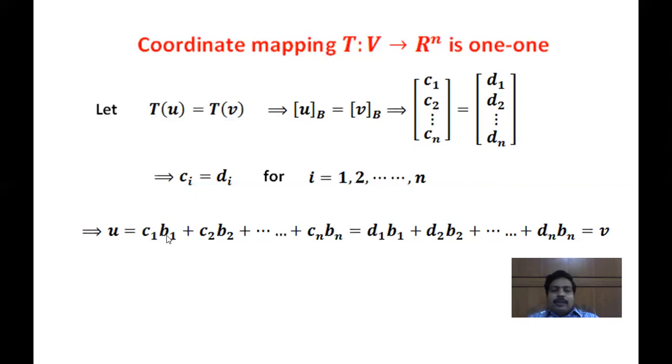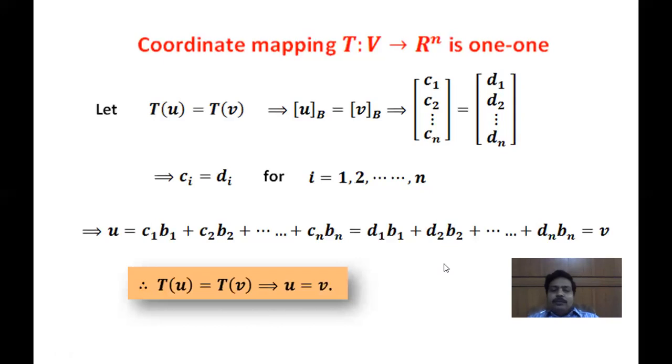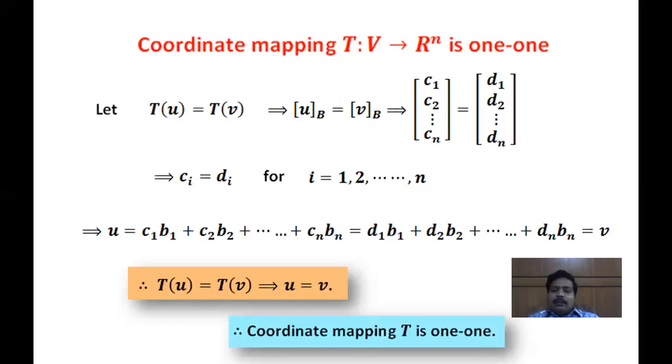So u is equal to c1 b1 plus c2 b2 and so on, cn bn. All these weights are scalars and can be replaced with d1, d2 and so on dn. So c1 is replaced with d1, c2 is replaced with d2 and so on, cn is replaced with dn. This is nothing but v, as we have taken v to be d1 b1 plus d2 b2 and so on dn bn. So whenever you assume that T of u is equal to T of v, finally you get u equal to v. This is the property of a one-to-one function, so we can say that the coordinate mapping T is one-to-one.